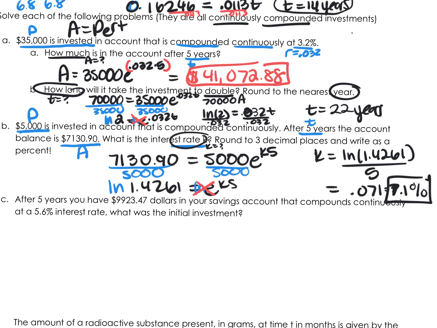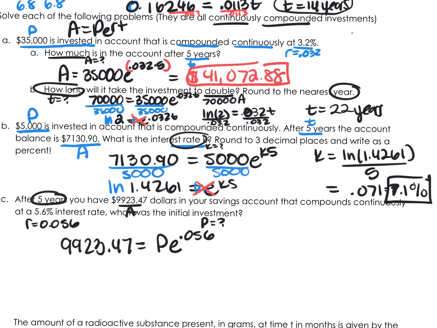All right, part C says, after 5 years, you have $9,923.47 in your savings account that compounds continuously at a 5.6% interest rate. What is the initial investment? So now we're looking for P. This is our A, and this is our interest rate. So now we'll plug in this for our ending amount. We're looking for P. And it says after 5 years, so that'll be our t.